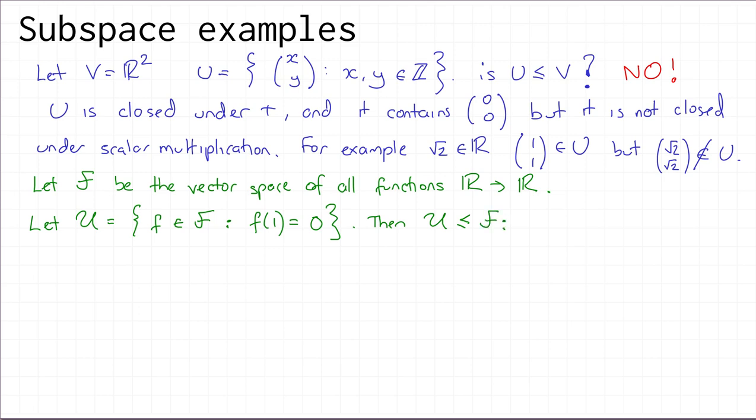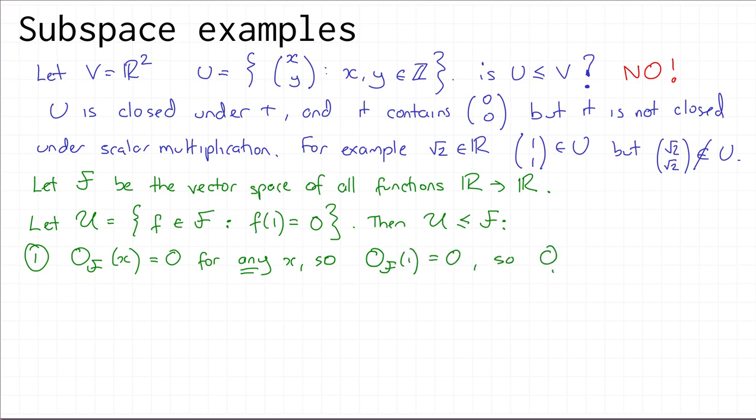So let's check this. We have three things to check. We've got to check it contains the 0 vector. The 0 vector in F, you'll remember, is the constant function which always has the value 0. So in particular, it's 0 at 1. And that means that the 0 vector, which is in this case the constant function which is always 0, really does belong to U. So property 1 is okay.